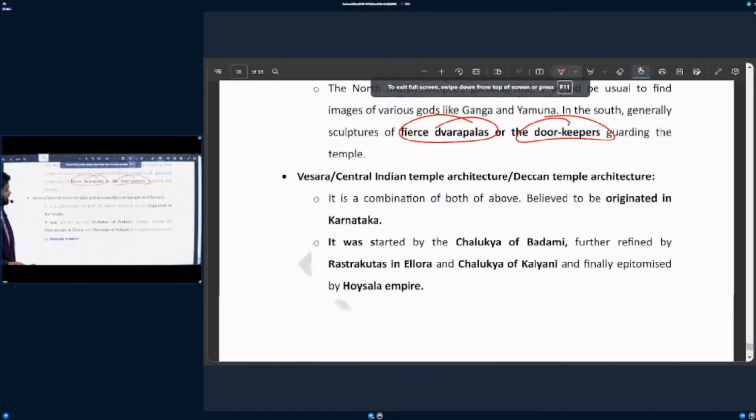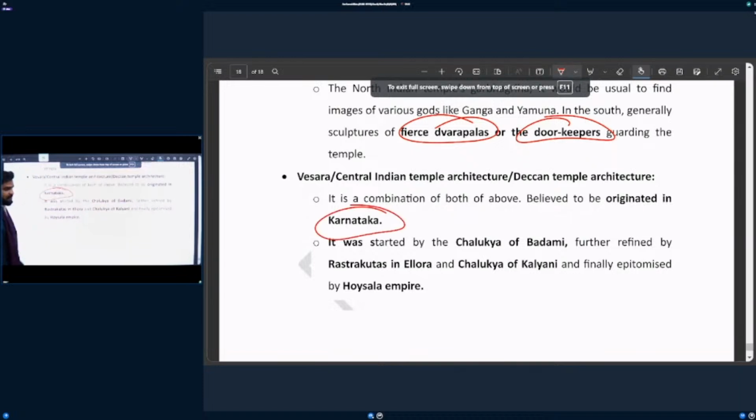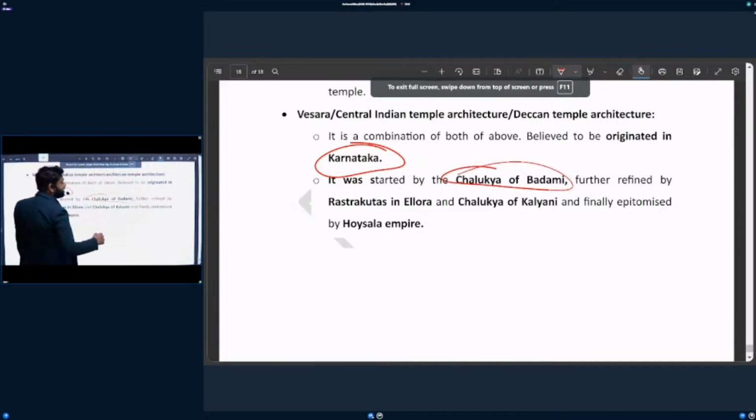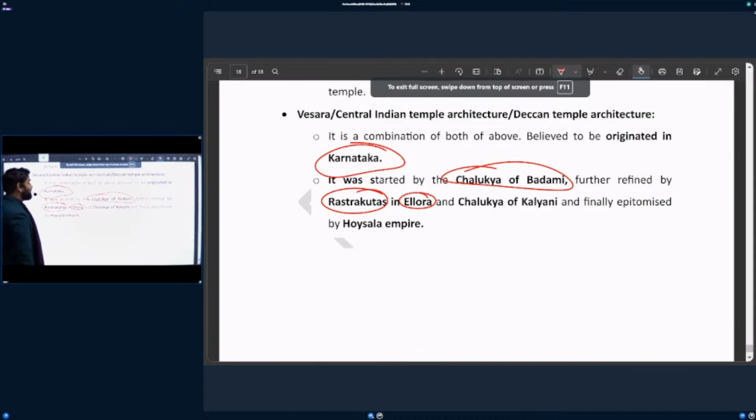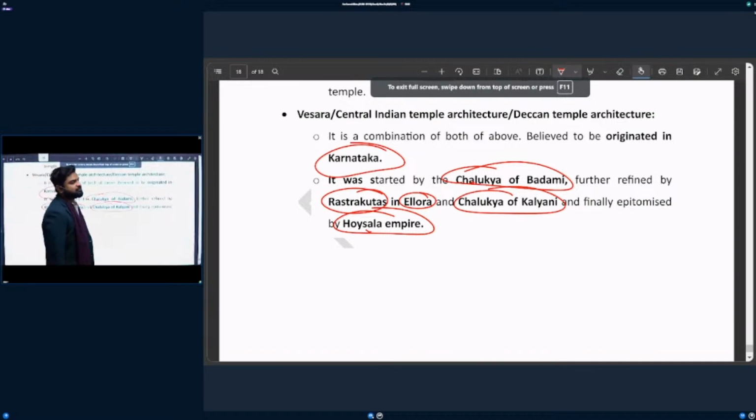Last, Vesara. अब Vesara कहाँ originate हुआ था? It is believed to be originated in Karnataka. It was started by Chalukya at Badami, further refined by Rashtrakutas in Ellora, Janata caves जो है आपके पास है, and then Chalukya of Kalyani, and the final people who gave the final touch to Vesara is Hoysala. So it originates from Chalukya Badami and finally got the perfection during Hoysala. And what is Vesara? It's a combination of both the Nagar and the Dravidian styles. So these are the three styles of temple architecture in India: the Nagar, the Dravidian, and Vesara.